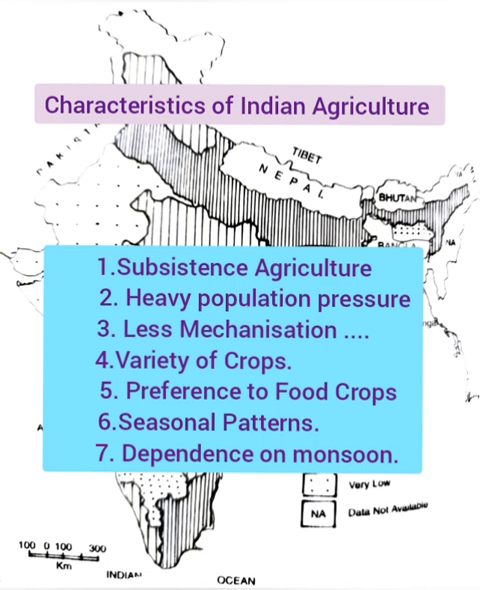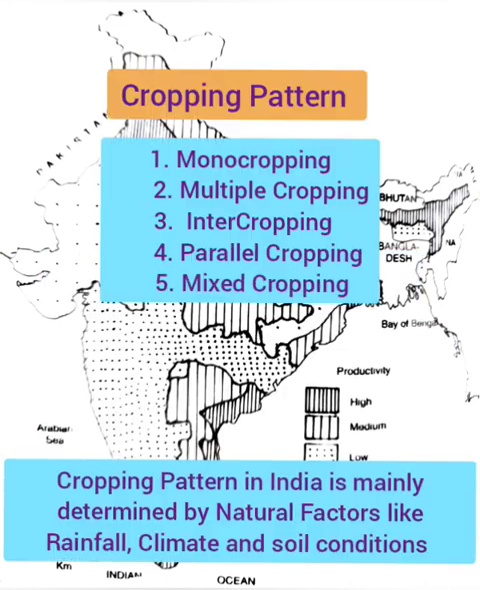Dependence on the monsoon. Only one third of the cropping area is irrigated today. Two-thirds of the area is still dependent on the monsoon. Next is cropping pattern in India.